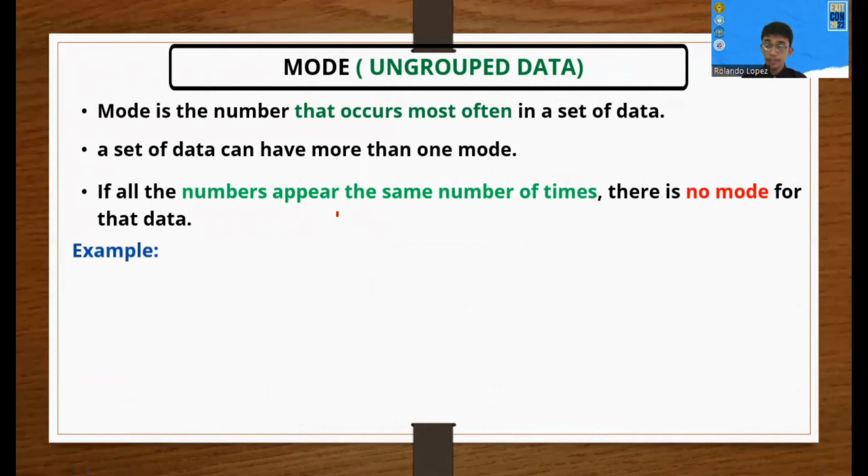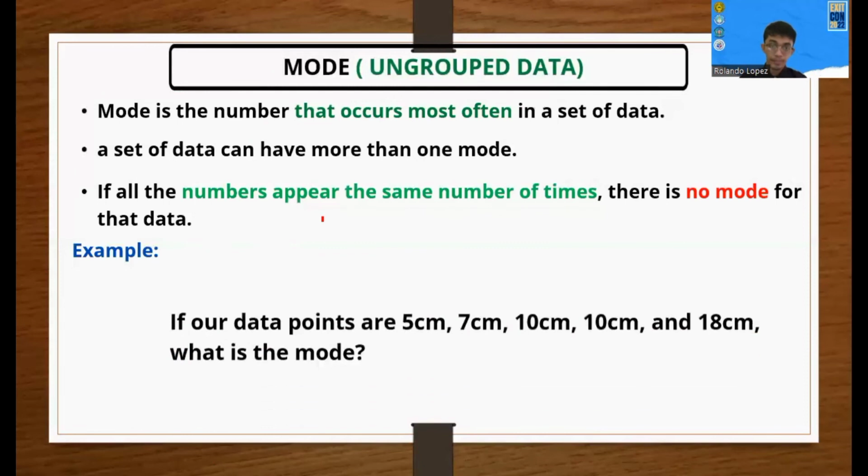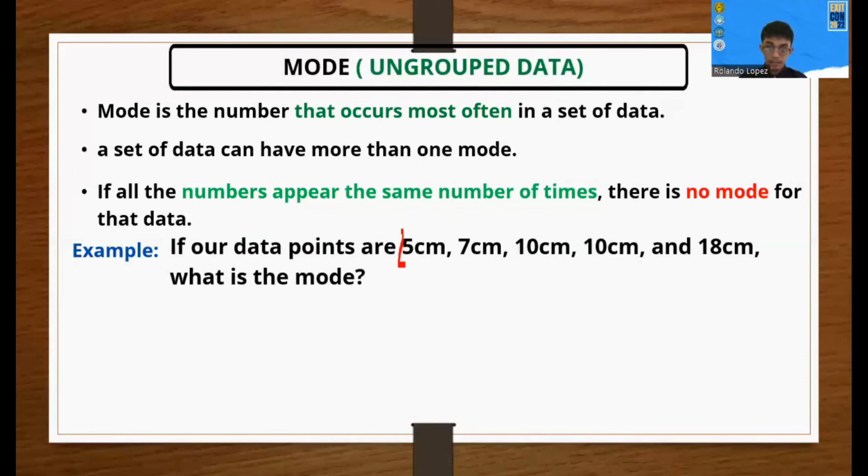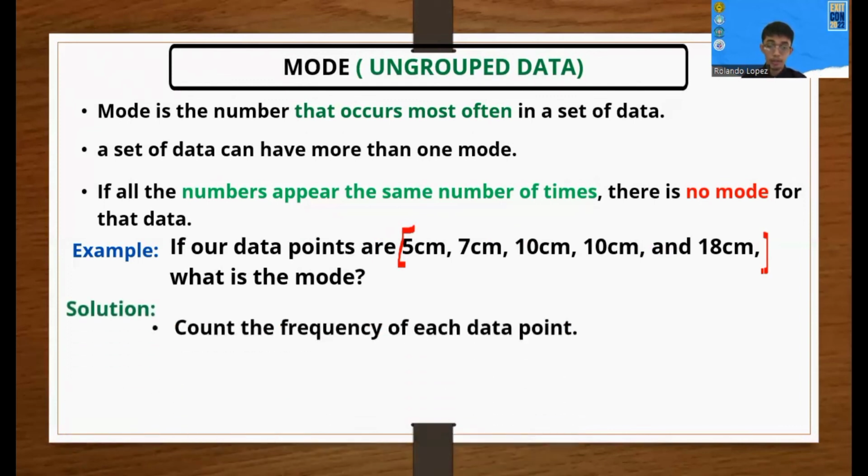Let's have an example to easily understand this. We have here a data. This is the data. What is the mode? Solution. Count the frequency of each data point. We will count how many times the value in the data set appears, because the mode is the value of a data set that is most appearing or occurs most.